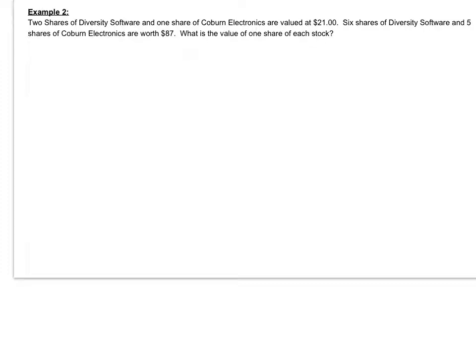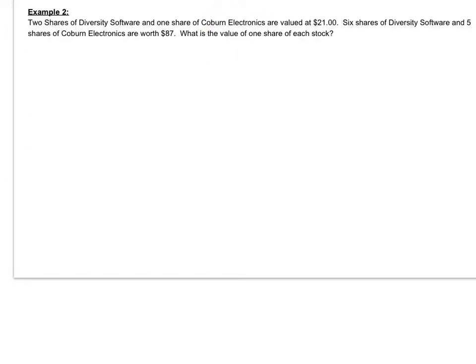Let's start by reading through example 2. It says 2 shares of Diversity Software and 1 share of Coburn Electronics are valued at $21. 6 shares of Diversity Software and 5 shares of Coburn Electronics are worth $87. What is the value of 1 share of each stock? So we're looking for the value or the price of each of the different shares. So we have Diversity Software and Coburn Electronics.